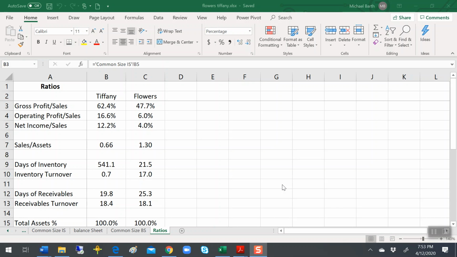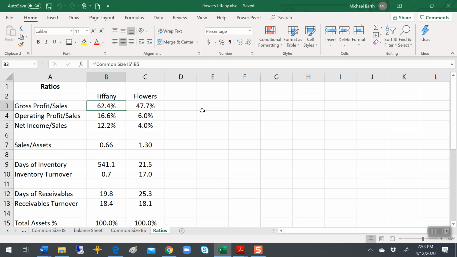I want to say a couple of words about ratios for these two companies, Tiffany's and Flowers. We've looked at some of this stuff as we went along, but now we want to summarize some of the reasons that we use ratios. And in each of the chapters of your book, these ratios are spread out and they're tied to the individual pieces that each chapter dealt with. Let's start with gross profit.